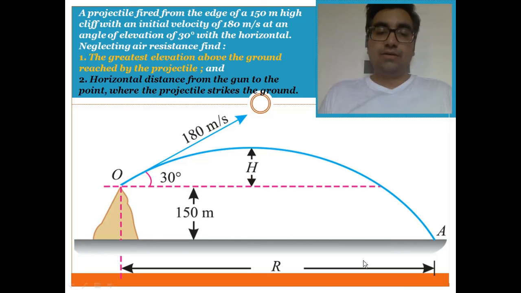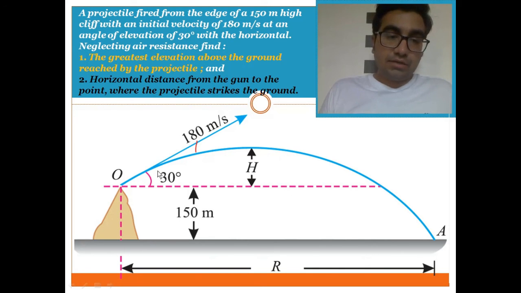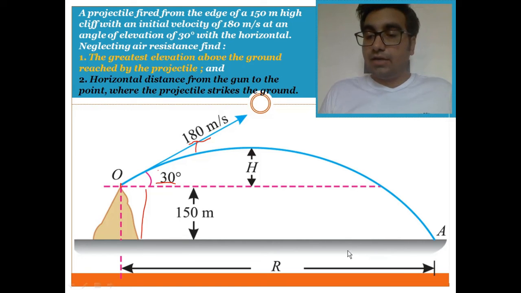So here there is a very good diagram for this question. The particle was thrown from a height of 150 meter, let us say point O, at a velocity of 180 meter per second at an angle of 30 degrees, and it is going to fall on the ground at point A. We are supposed to find out the maximum height, the greatest elevation.